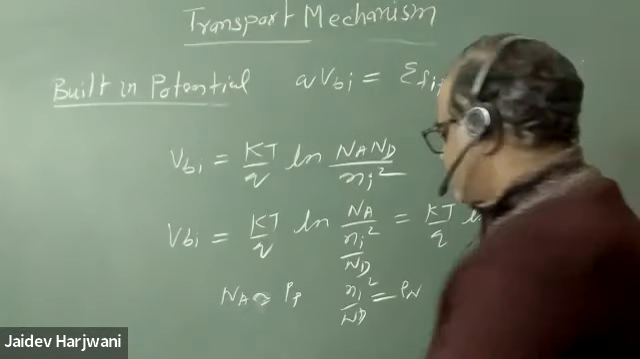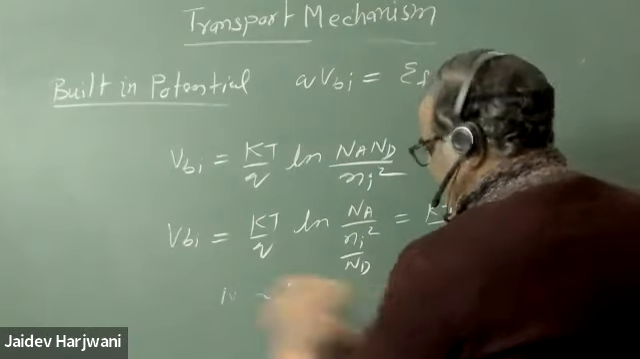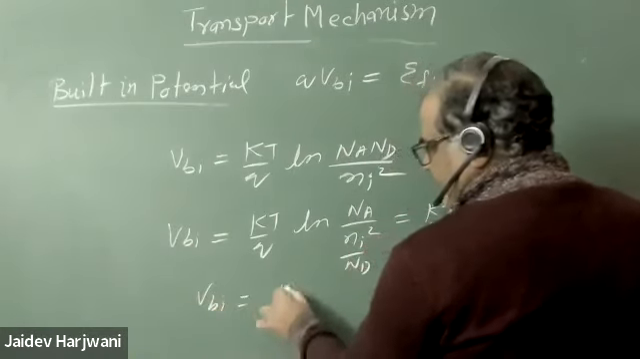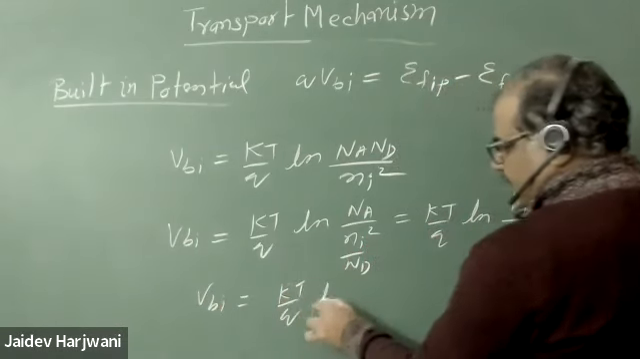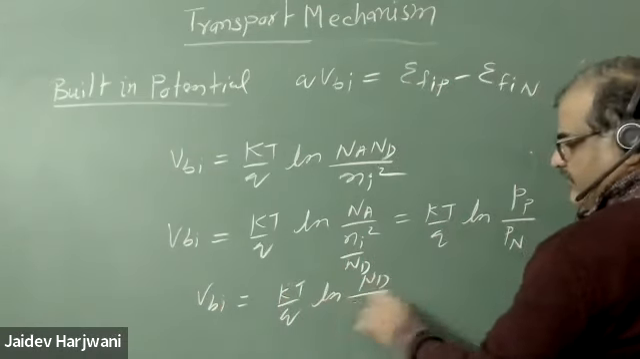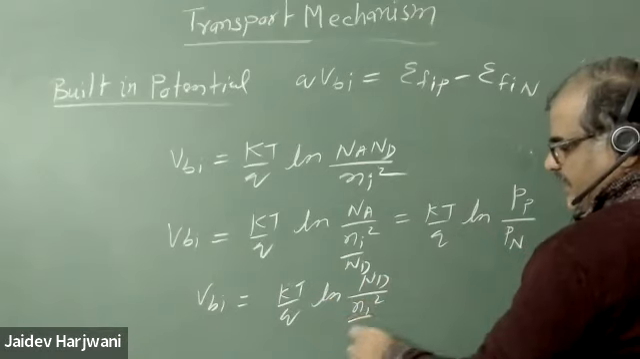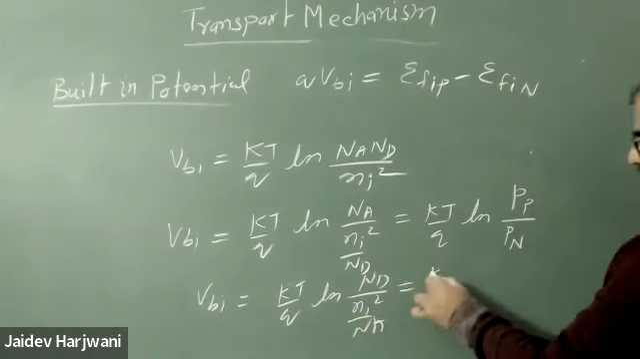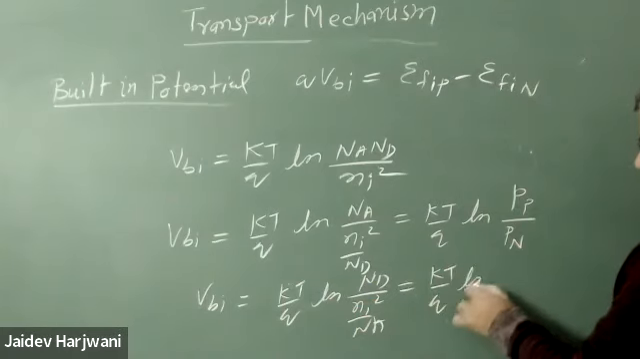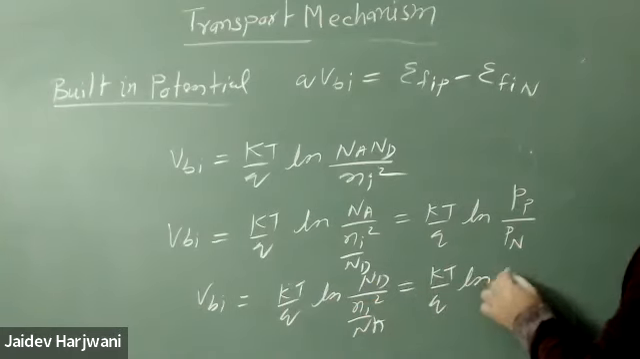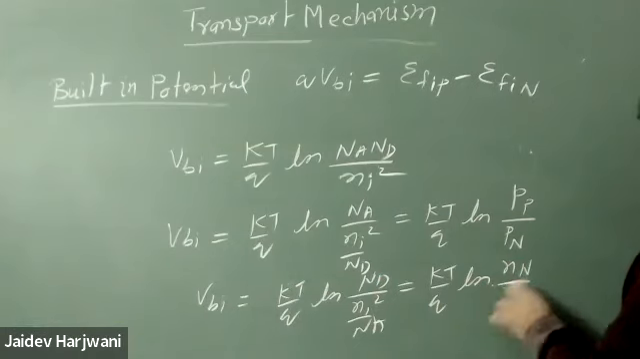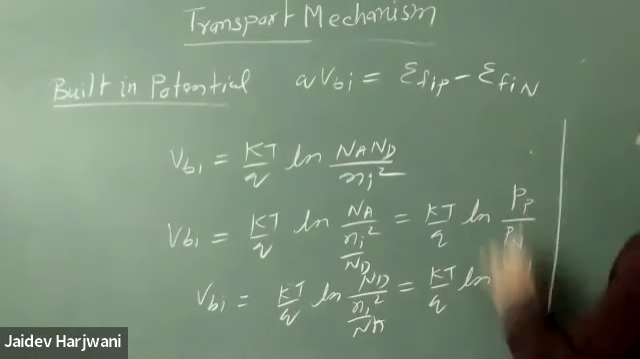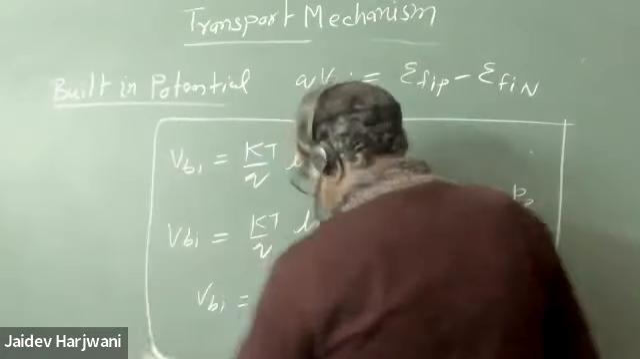Yes. Similarly, you can also write VBI in another form. You can write KT upon Q, put Nd above and Ni square upon Na below. Now this becomes KT upon Q ln of Nn by Np. Very good. So these three formulas of VBI you must remember.